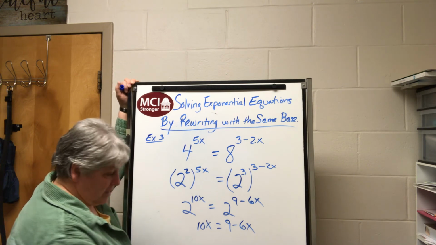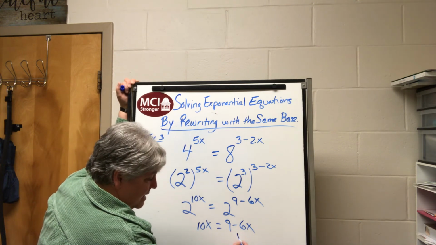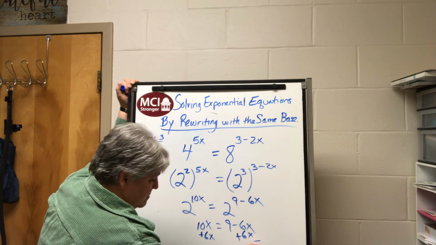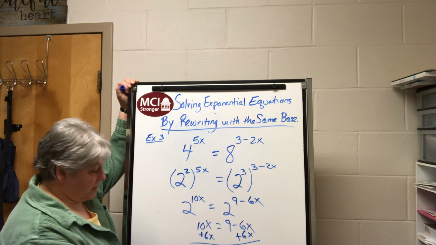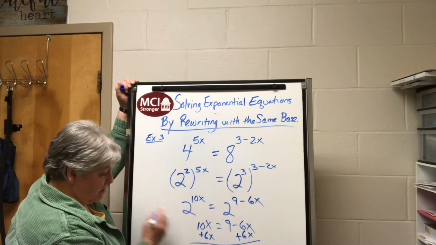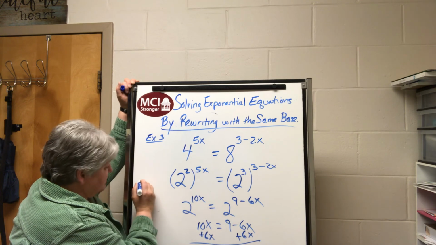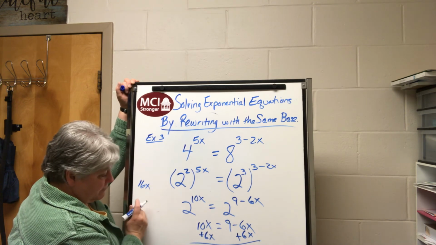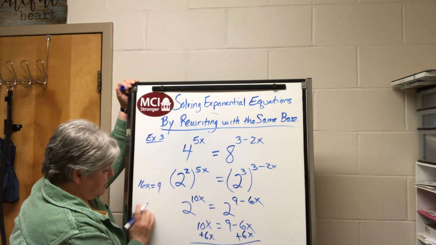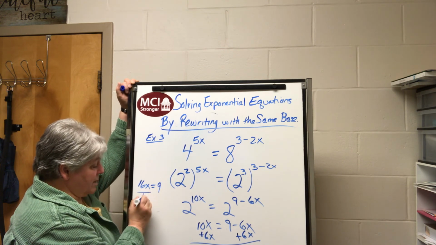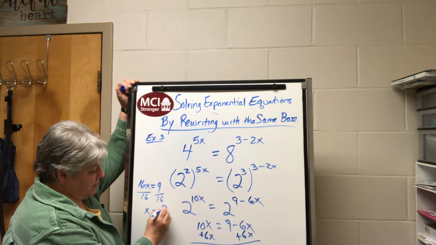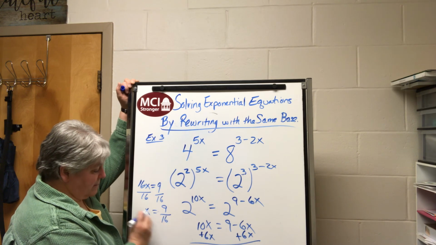At this stage, I'm going to get x alone. I think I'll add 6x to both sides. And I'm going to write the result of that up here because I see I'm off my board here, off the view. So 16x equals 9. And now we just divide by 16. And x is this really friendly number, 9/16.